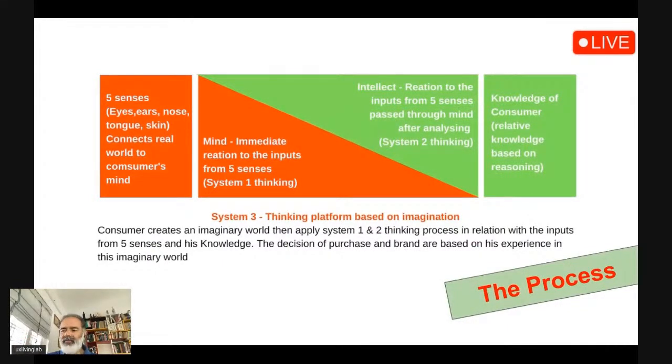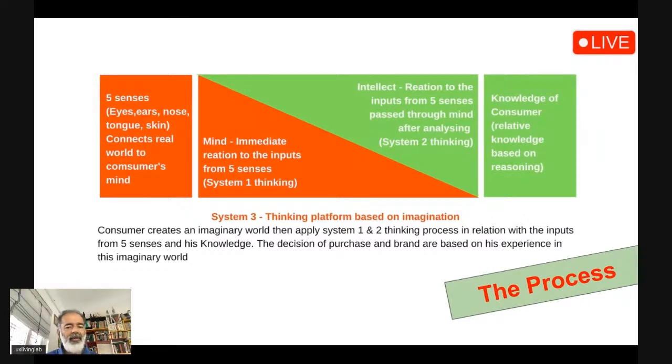Actually, what is happening in a consumer's mind? Here, we are showing a scientific model based on the human thinking process. The human, or the consumer's mind, gets information and is connected to the world only through these five senses: eyes, ears, nose, tongue, and skin. There is no other channel to get information from the surroundings, right? Think about eyes, ears, nose, tongue, and skin.